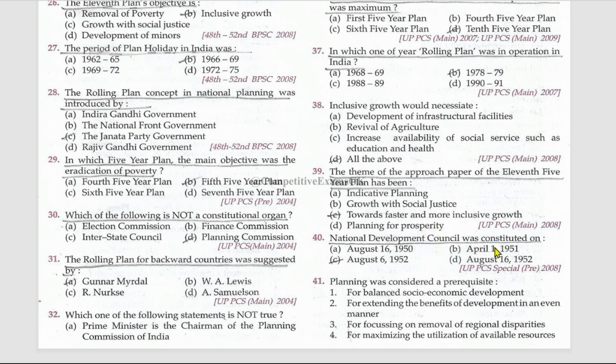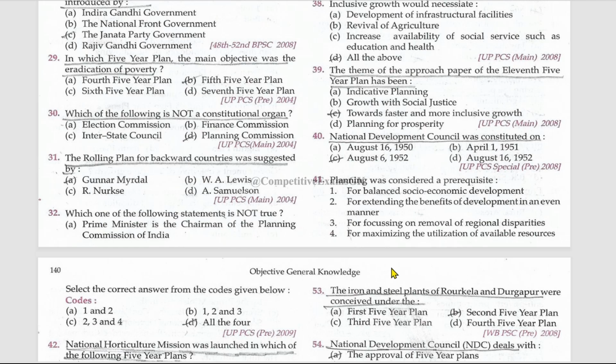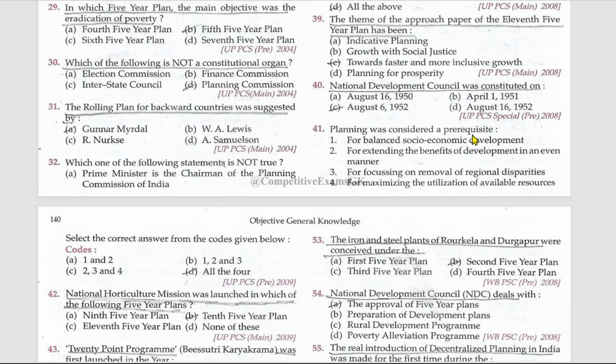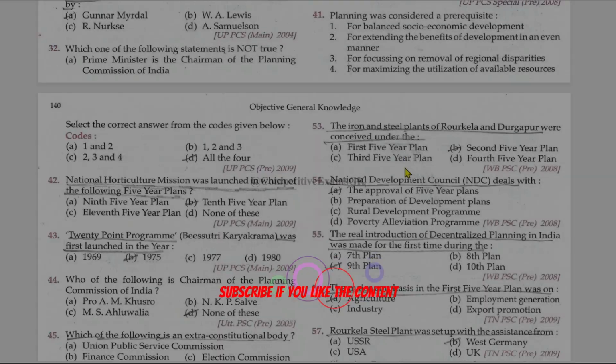National Development Council was constituted on August 6, 1952. Planning was considered a prerequisite for balanced socio-economic development: for extending the benefits of development in an even manner, true; for focusing on removal of regional disparities, true; for maximizing the utilization of available resources, true. All are true.